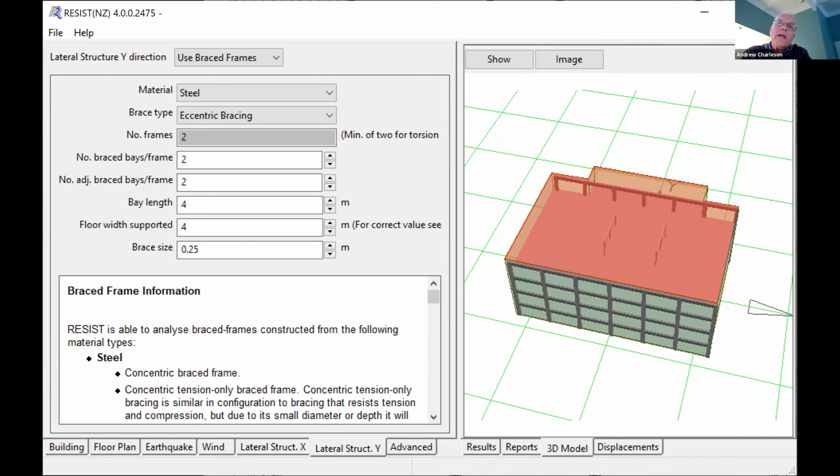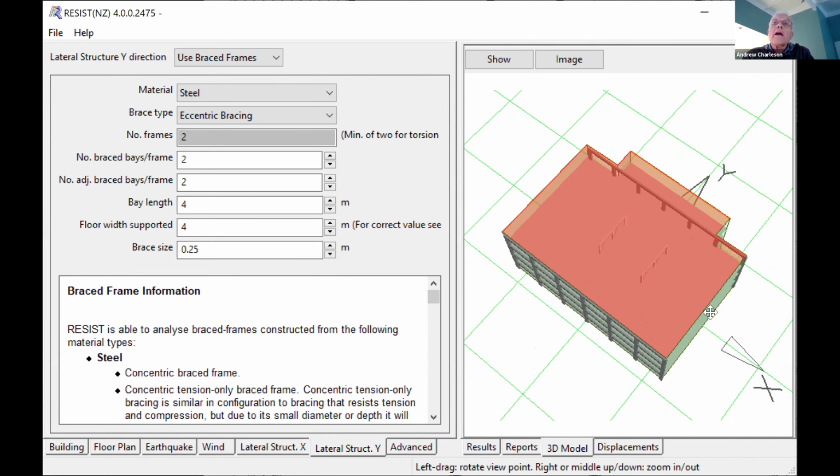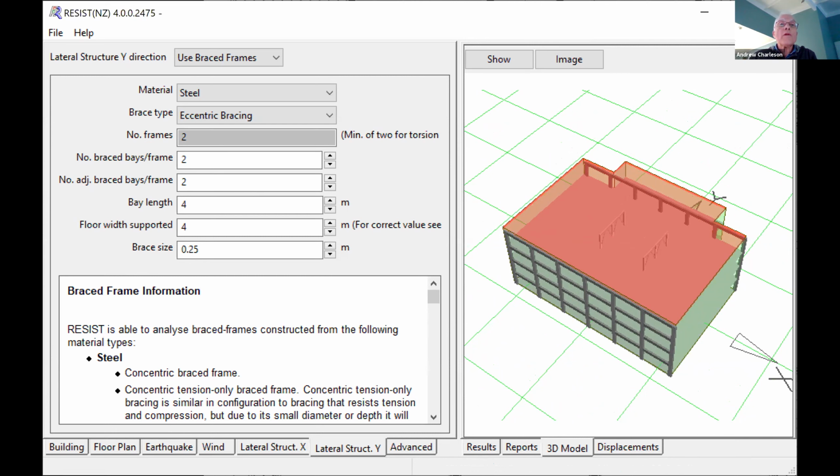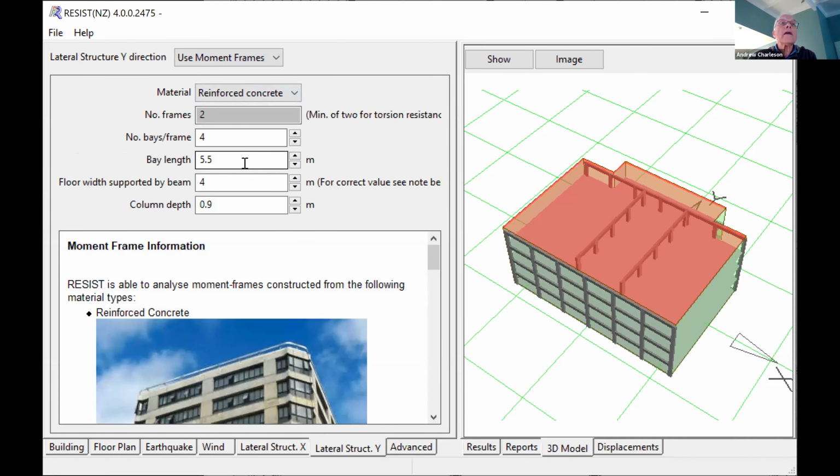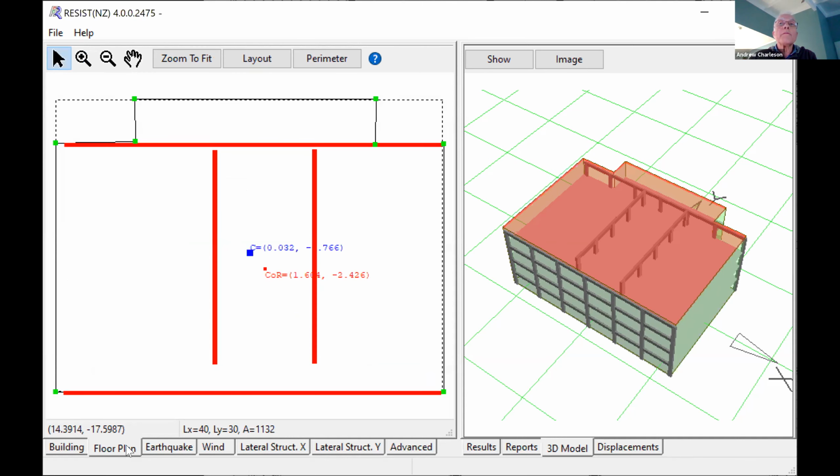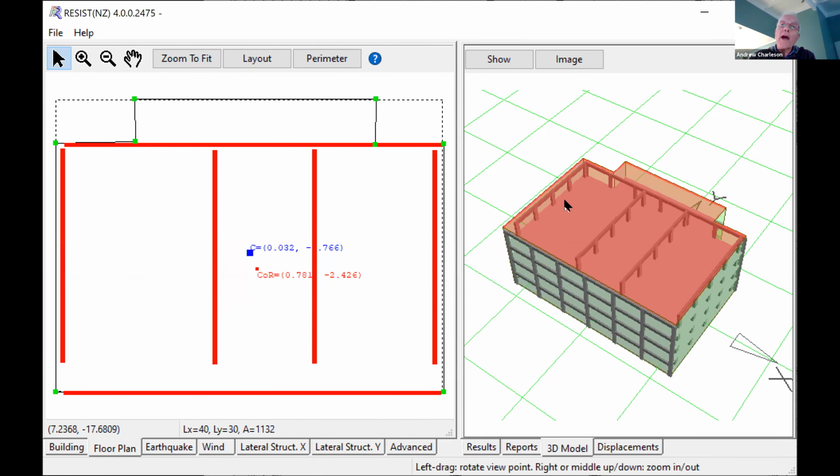So students, you can see that very quickly you can try out different structures to suit your design. Like in the Y direction, if I go back to the Y direction, I go back to moment frames. Let's say I'm going to have 4 moment frames. So I right click, put a moment frame there, and put a moment frame there. Now I've got 4 frames.